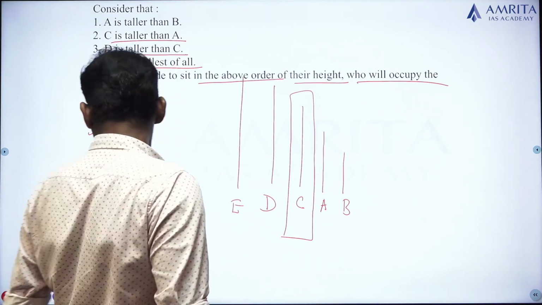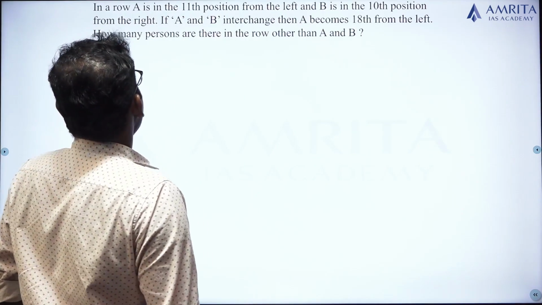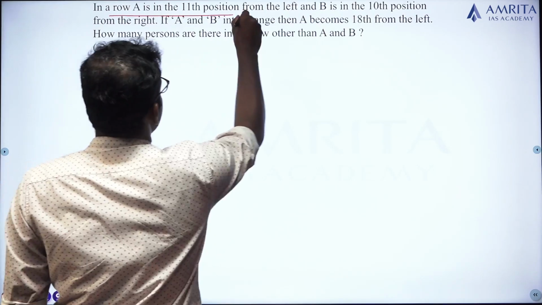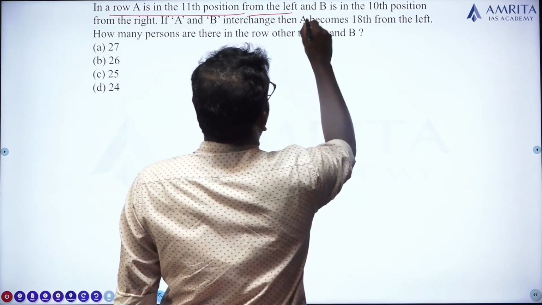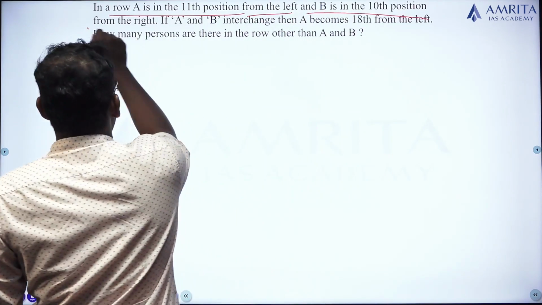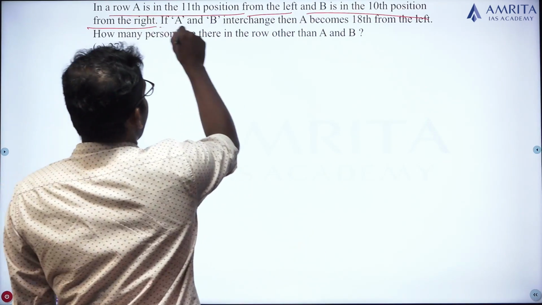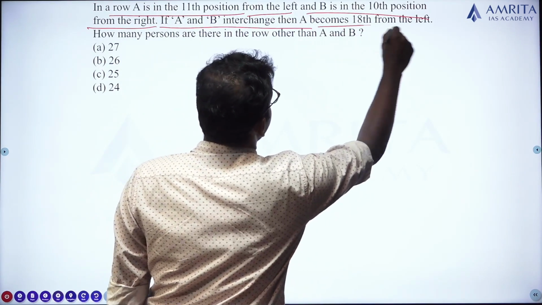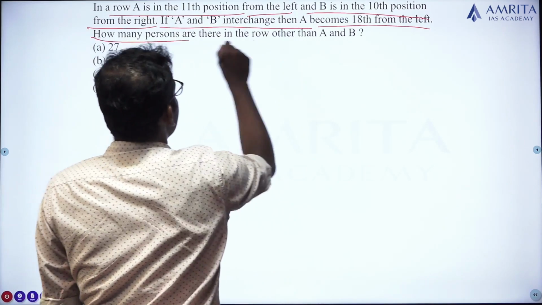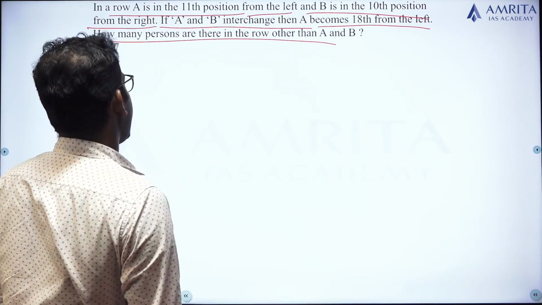Okay. Next question. In a row, A is in the 11th position from the left and B is in the 10th position from the right. If A and B interchange, then A becomes 18th from the left. How many persons are there in the row other than A and B?